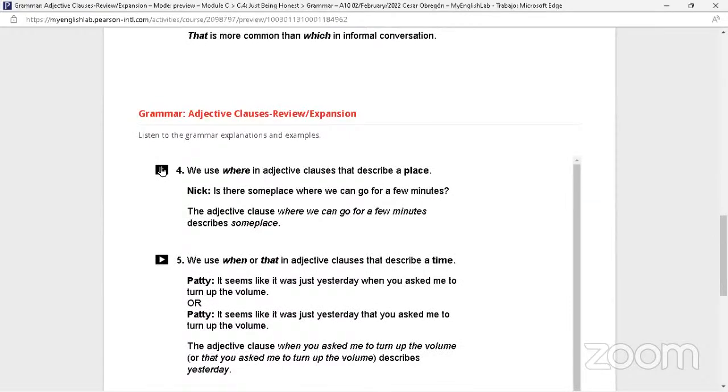Number 4. We use where in adjective clauses that describe a place. Is there some place where we can go for a few minutes? The adjective clause where we can go for a few minutes describes some place.